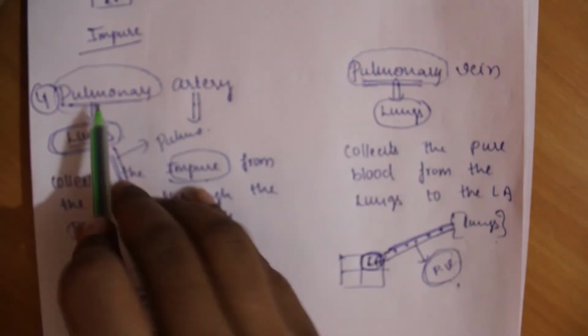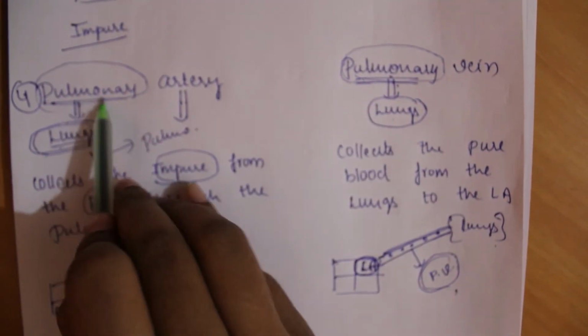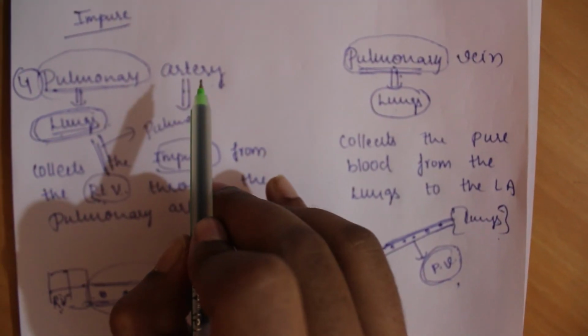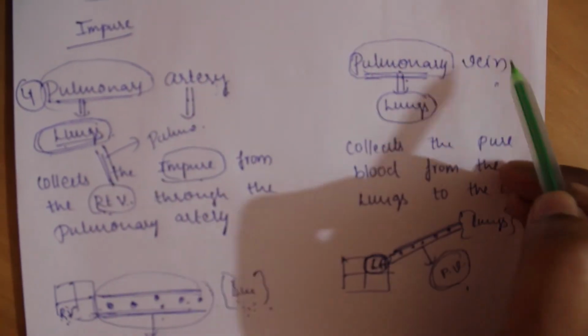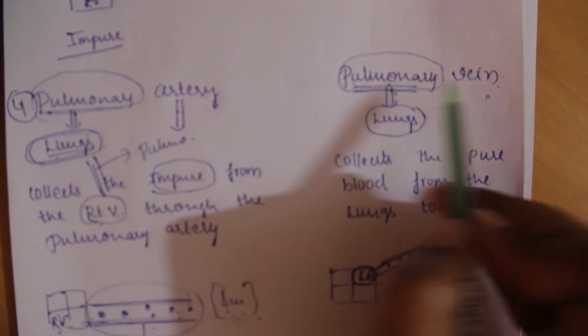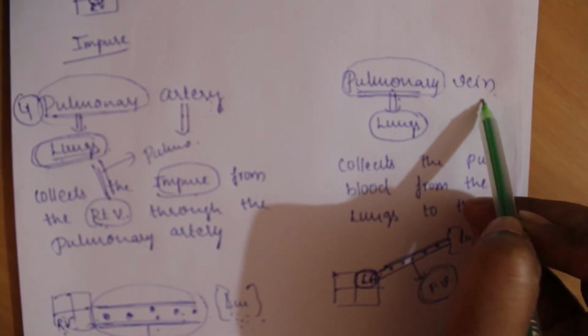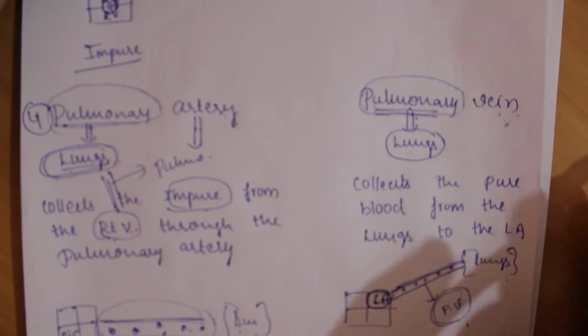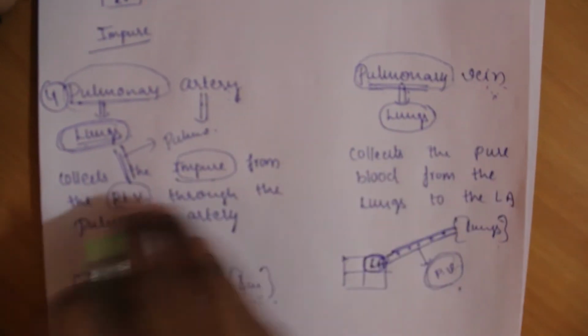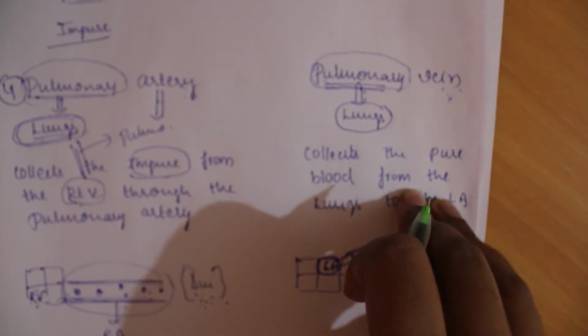It is named pulmonary. As it carries the deoxygenated and oxygenated blood to and from the heart, these are called the arteries and the veins. These are the main functions of the pulmonary artery and the pulmonary veins.